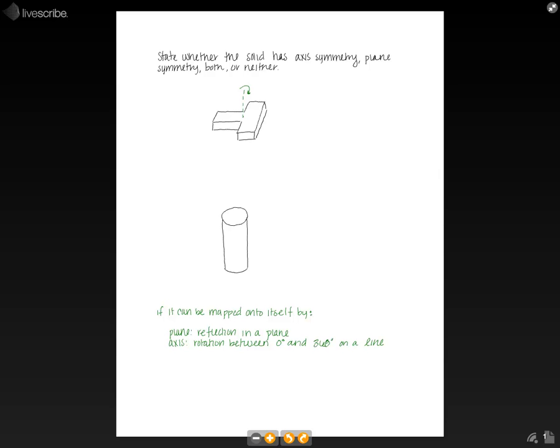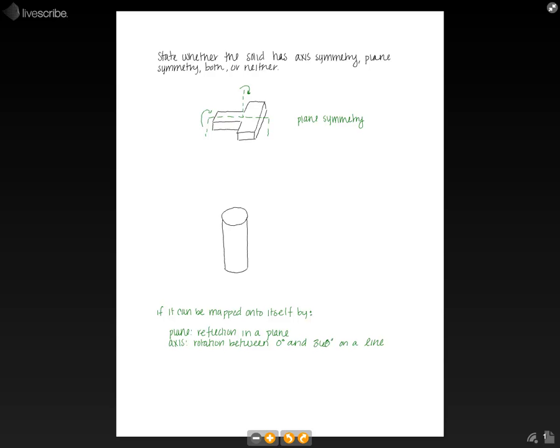So plane symmetry, what we want to look for is if we draw a plane, like let's say we draw a plane right here, cut this figure right here. If we flip this figure over this plane like that, we would end up with the same figure, right? So that means that this figure has plane symmetry, but not axis symmetry.